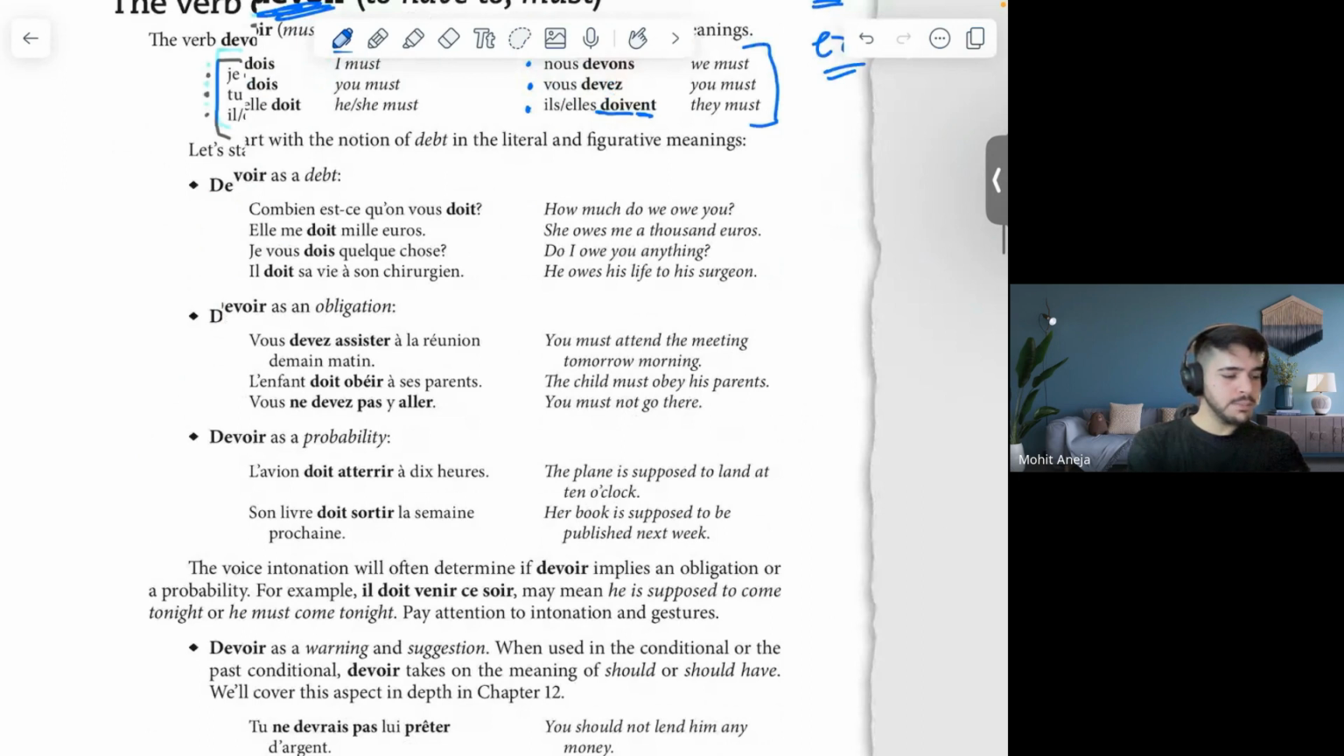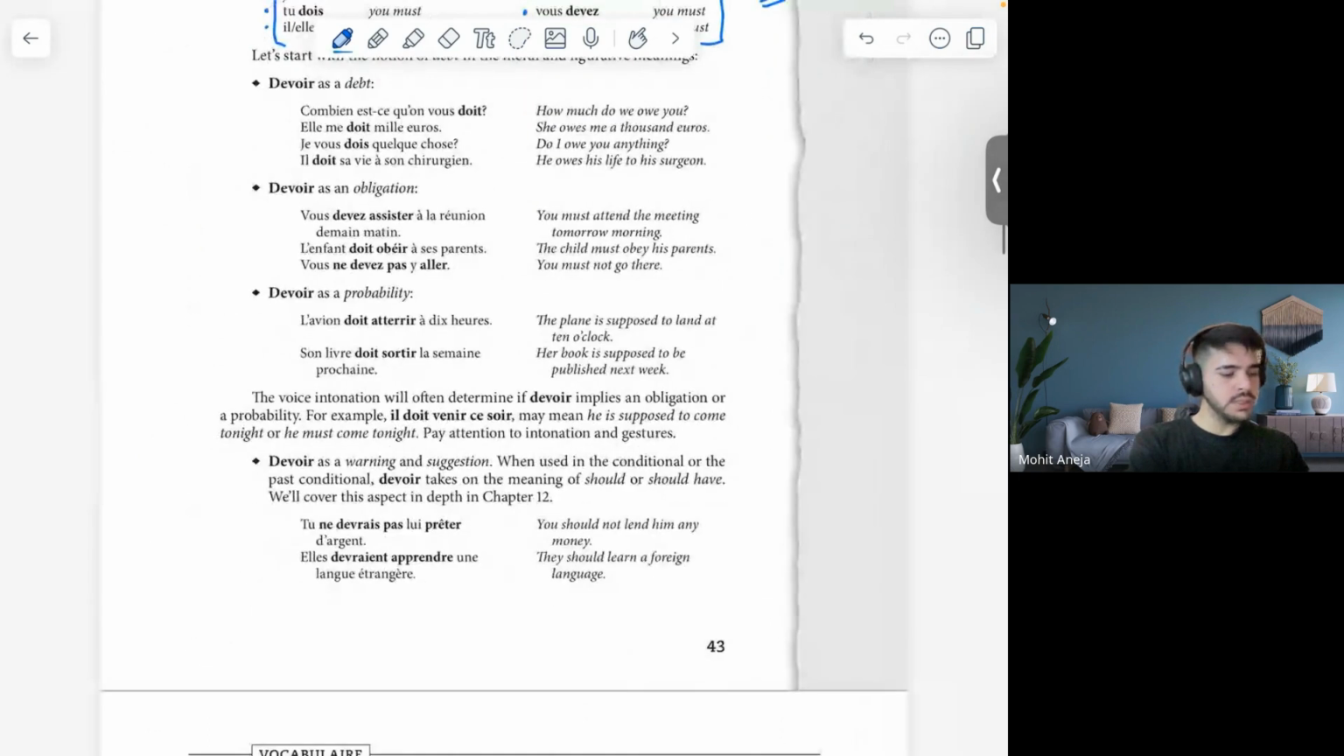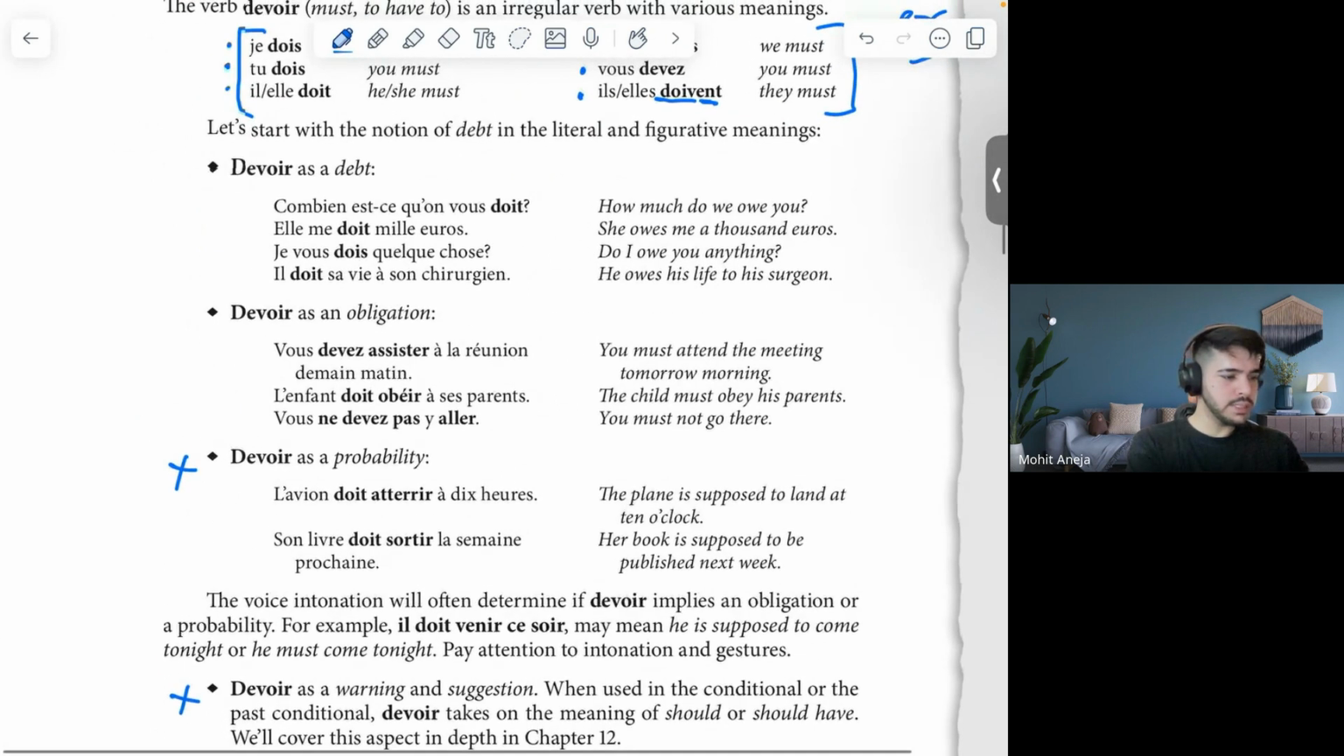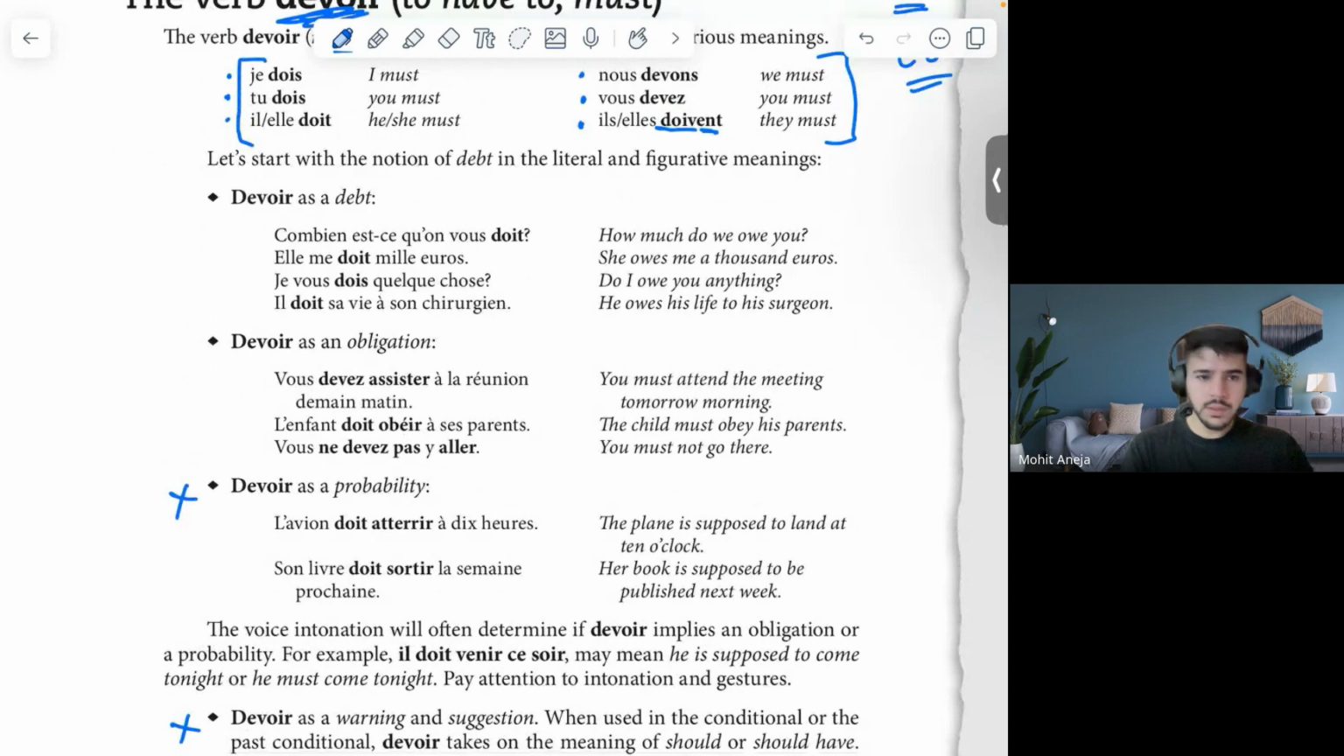Well, there are a lot of use cases here, you've seen here, you don't need to learn a lot of these. As I said earlier, a lot of facets are there, but we only need to learn a few. The first one is the obligation one, which is the most important one. Even the debt one is not very important. Devoir as an obligation. Again, I must do something is where I use devoir.